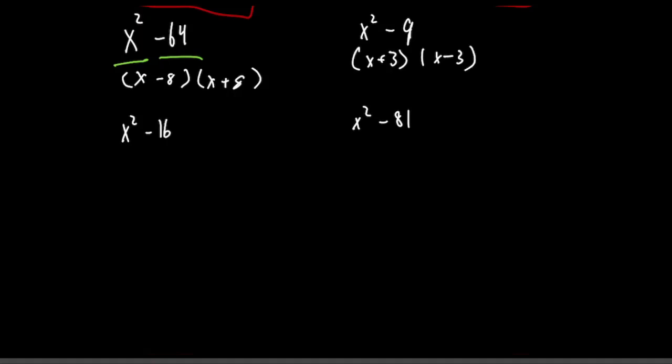Now, you can pause the video and do the next two on your own. We have x squared minus 16. That's going to be x plus 4 and x minus 4, since the square root of 16 is 4. And now onto the final example, we have x squared minus 81. So we're going to get x plus 9 and x minus 9.